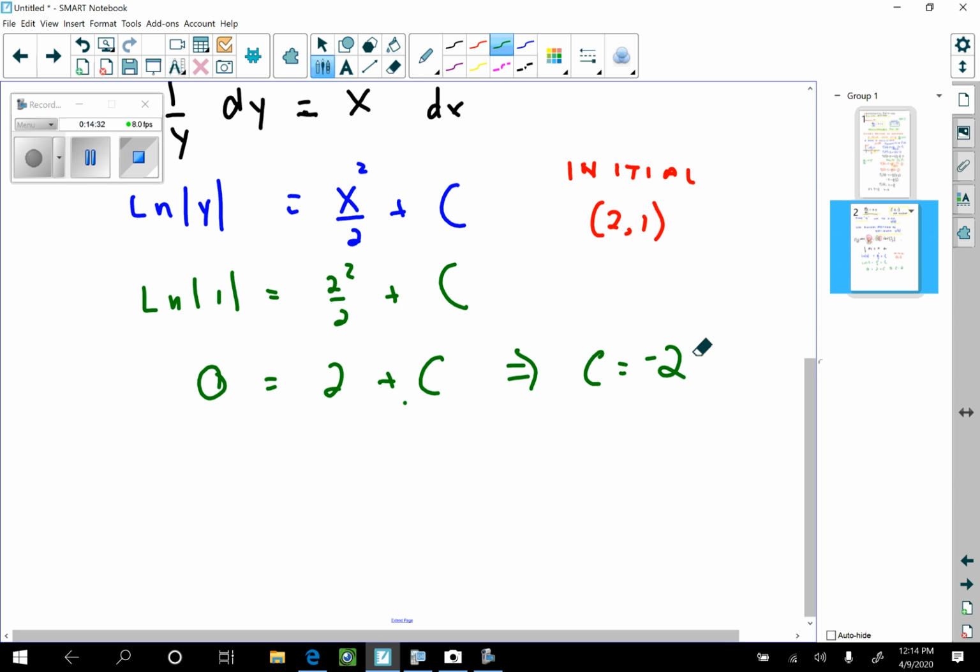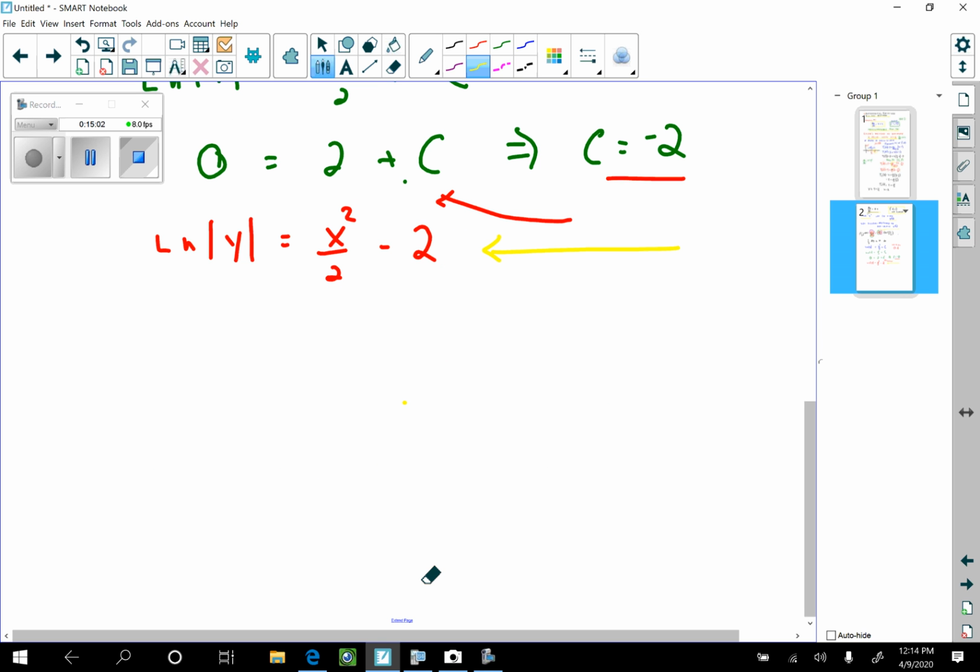And so now I have this equation here. I have ln of absolute value of y is equal to x squared over 2 minus 2, putting this negative 2 in for this c right there. Now, I still have not solved for y. And if this were a formal assessment, you could get many points just stopping here. But we're going to go ahead on. Got a little time on my video.